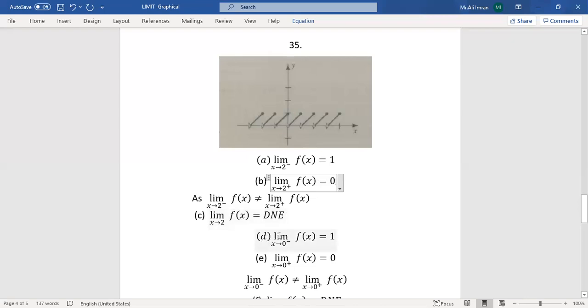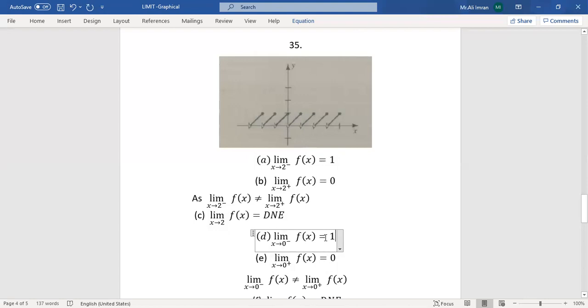Now we will find the limit at x is equal to 0. x is 0 is only on the y-axis. If we approach the limit x approaches 0 from values less than 0, we have value of function is equal to 1. If we approach from right hand side, that is x greater than 0, we will have y is equal to 0.